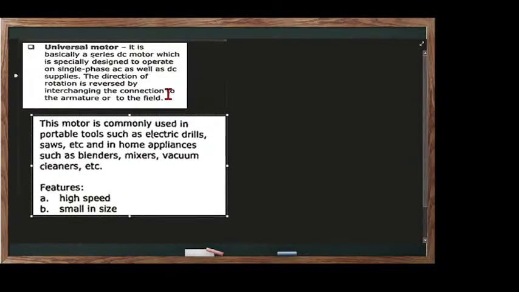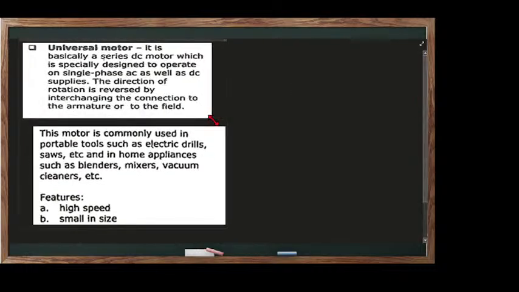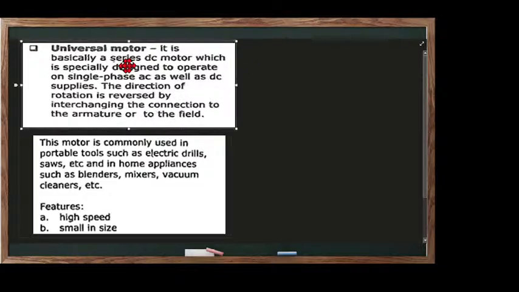Then we have the universal motor. So it is a series DC motor which is specifically designed to operate on a single phase AC as well as DC supply. So yung universal motor is a series DC motor na pwede siyang mag-operate also in an AC na supply. So the direction is reversed by interchanging the connection of the armature or the field winding.